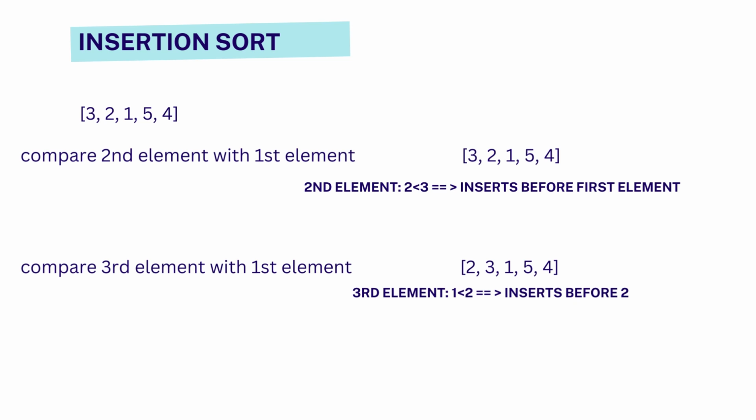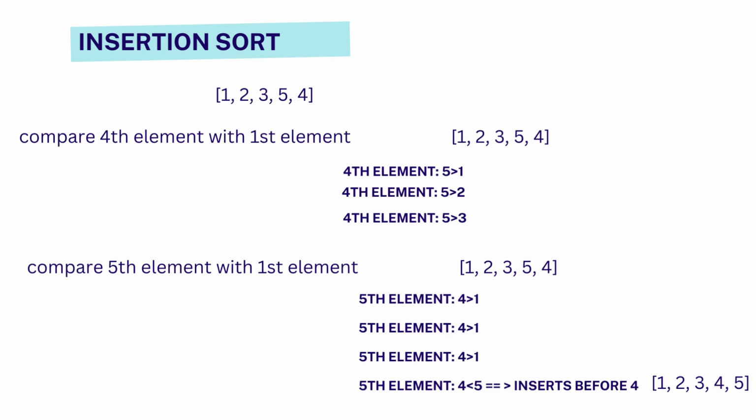Then we move on to the third element, which is now 1. We compare 1 with 2. 1 is less than 2, so we will insert this 1 in front of 2. Now we have 1, 2, 3, 5, 4.